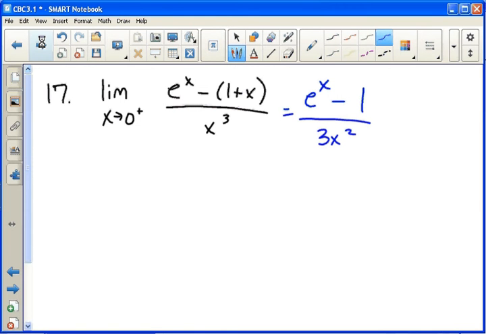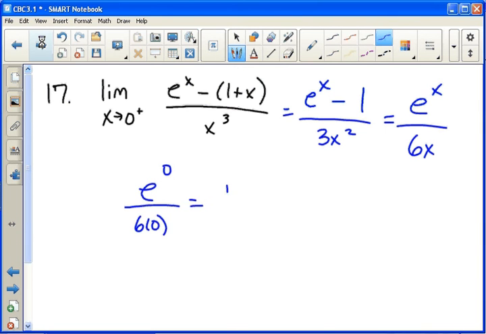Okay, so now if we plug in 0, we still get 0 over 0. So let's take the derivative one more time. The derivative of e to the x is e to the x. The derivative of 1 is 0, so that goes away. The derivative of 3x squared is 6x. Now here's where you've got to be careful. When you plug in the 0, you get e to the 0 over 6 times 0. So that gives you 1 over 0.